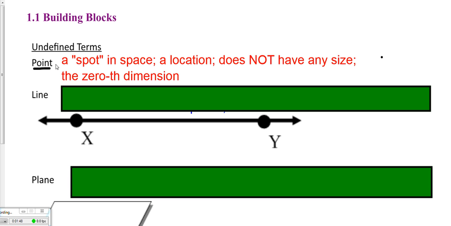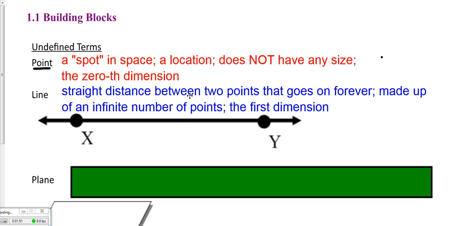Now, a point is a piece of a line, and a line is a straight distance between 2 points that goes on forever. A line is technically made up of an infinite number of points. A line is considered the first dimension. So, these are really, really big points that we've drawn, so again, they're not actually this size. It's just the idea that X is here and Y is here. These locations, not these circles. Again, a point does not have a shape to it. It's not a circle. It's just a spot.